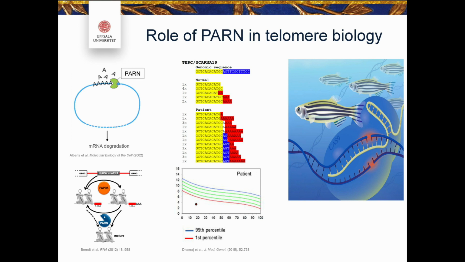Whereas in the nucleus, it is involved in the maturation of small RNAs, for example snoRNAs, by trimming their 3' ends. TERC RNA is an RNA molecule in the telomerase enzyme complex that acts as a template for the synthesis of the telomeres. It is also one type of snoRNA. Due to the defective PARN activity in our patient, the mature levels of TERC RNA dropped and the immature levels increased significantly. And due to this defective TERC RNA maturation, the telomeres were extremely short in our patient.